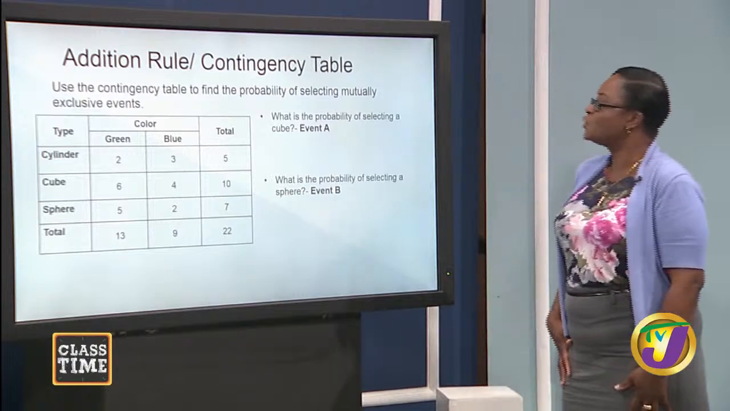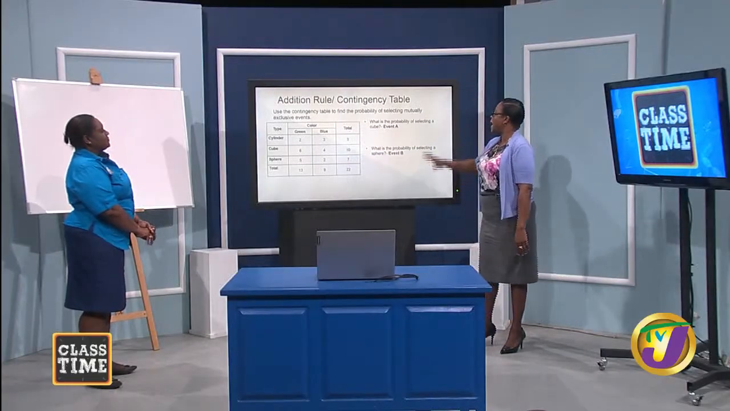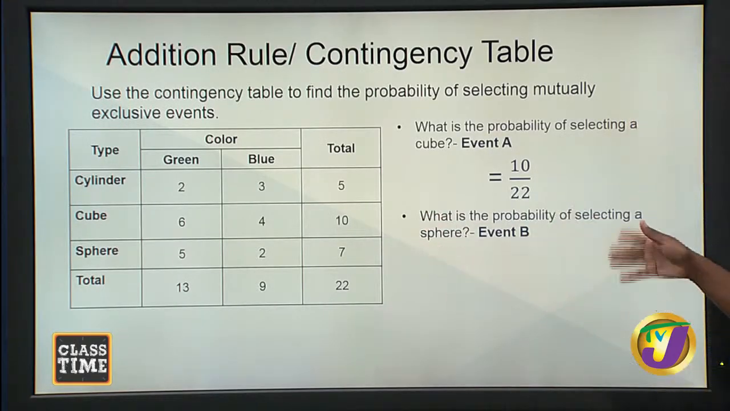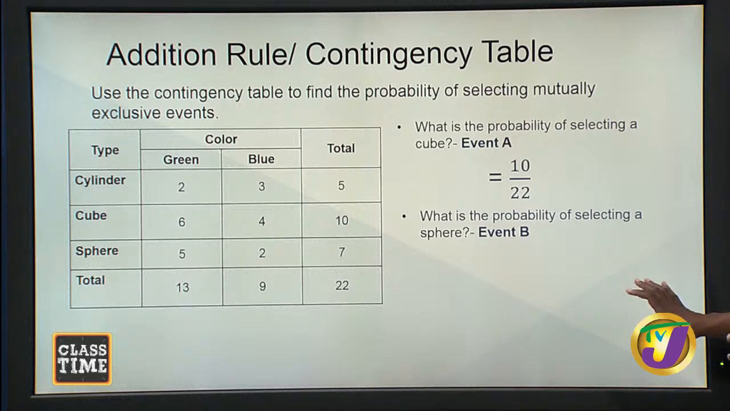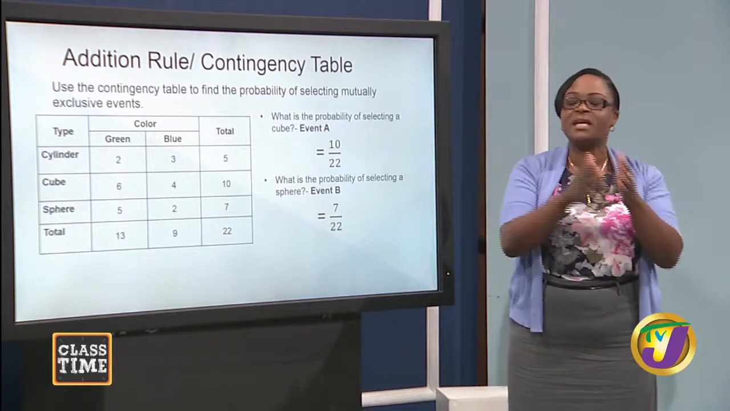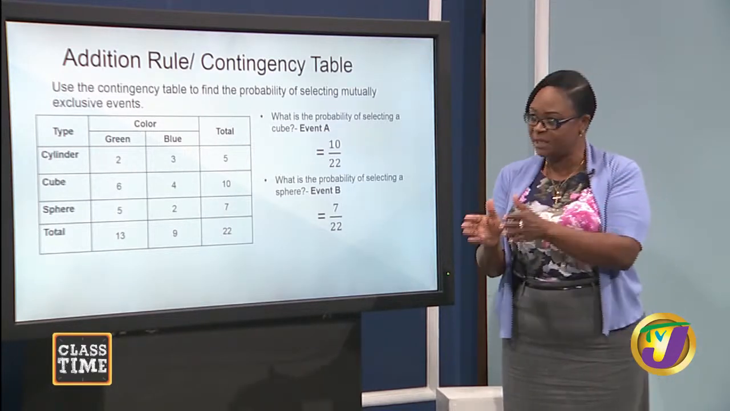Okay, let us see what happens. So, of course, we have our contingency table, and as we had discussed before, event A, in our case, would be selecting the cube. And the probability of selecting the cube, that would be 10 out of 22. Okay. And event B, which would be which of the shapes? The sphere. The sphere, okay, that's event B. That would be 7 out of 22. Right. Okay. So it is important for us, even as we're finding either or, to first identify the specific events and the probability of the specific events.